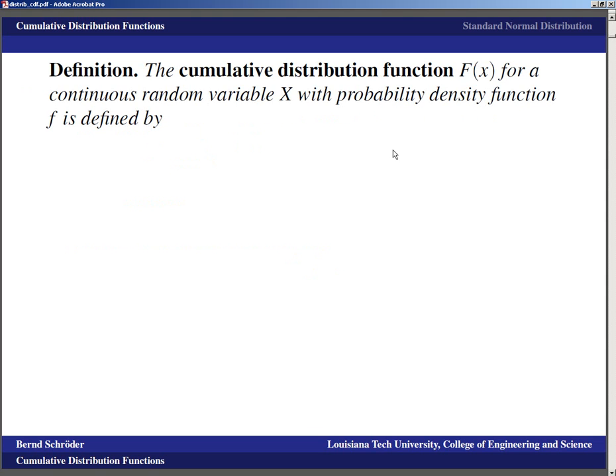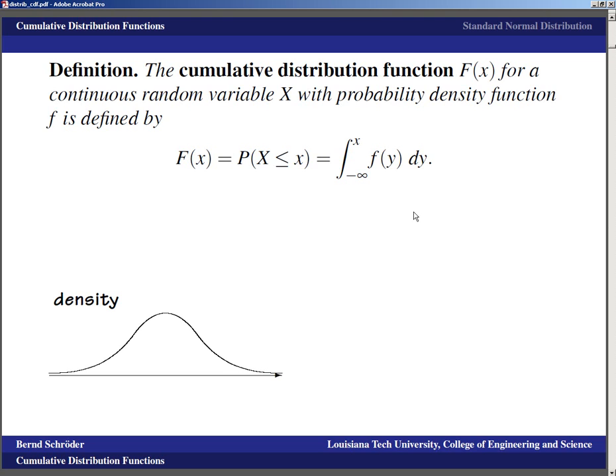Alright, so the definition now is that the cumulative distribution function for a continuous random variable with probability density function lowercase f is defined by capital F of x being the probability that the random variable gives you a value less than or equal to x, which is the integral from negative infinity to x of your density function f of y dy.